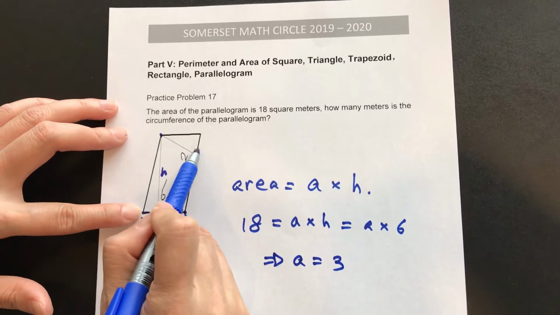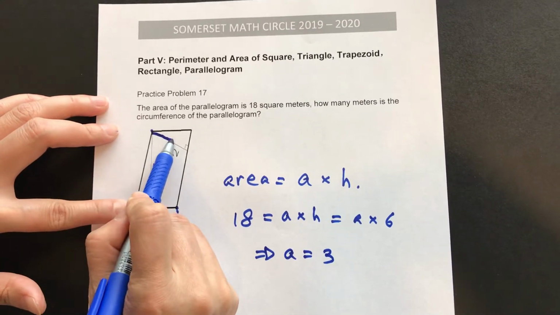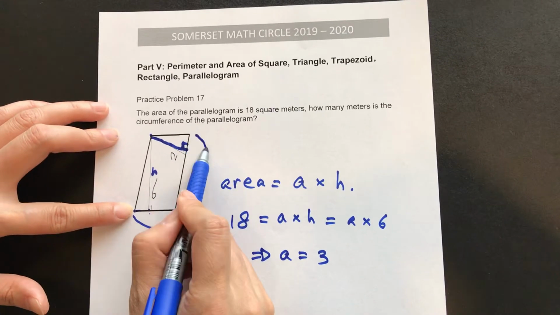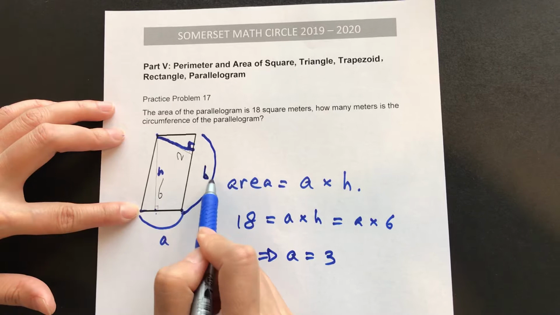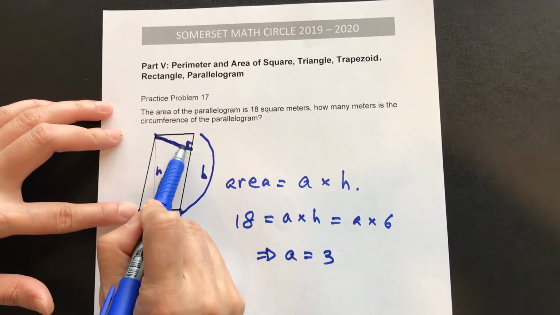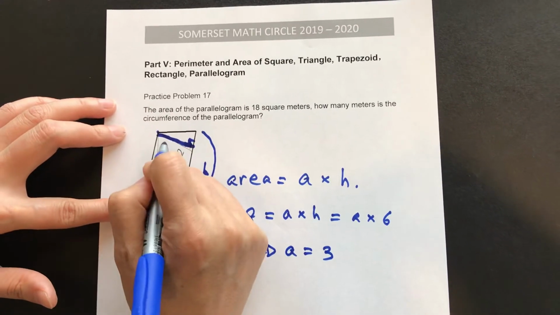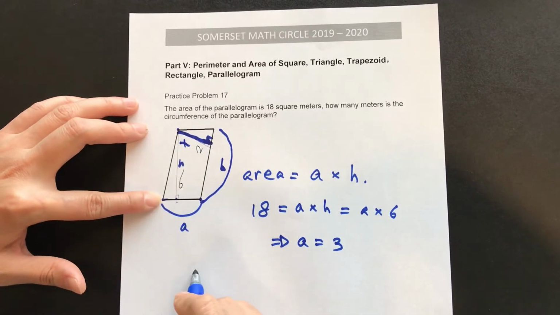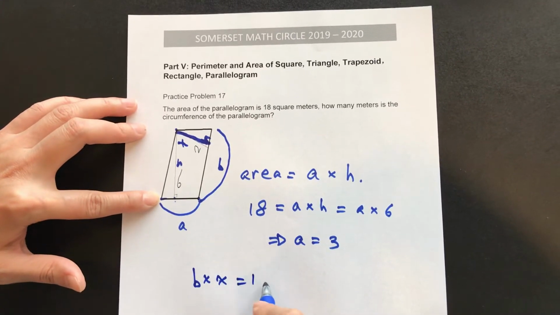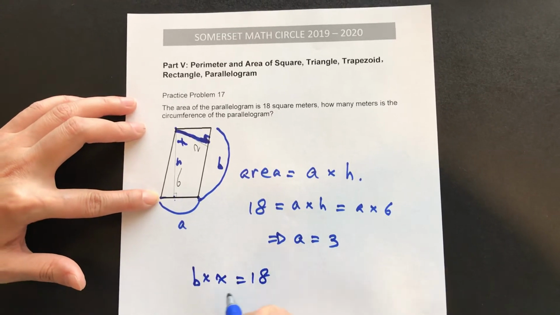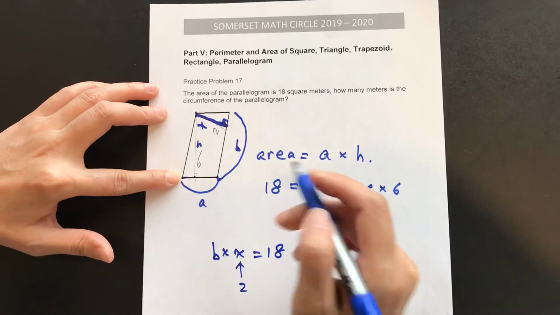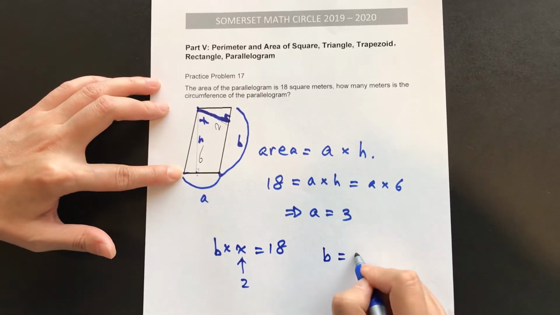So we have another height here. This is not very perpendicular, but you get the idea. If we use this line, call that B, as a base, this is the corresponding height. Say this is X. So B multiplied by X equals the area, 18. And we know that X, the height, is 2, so this side B equals 9.